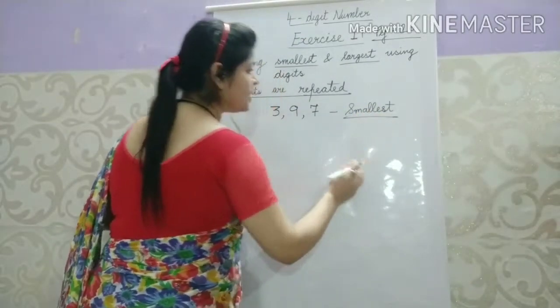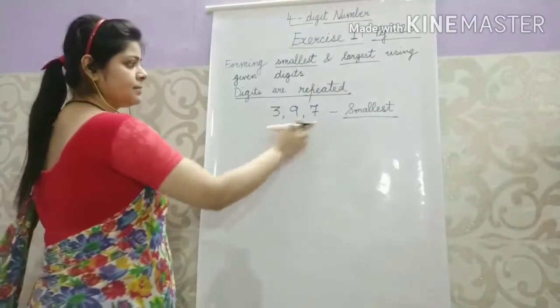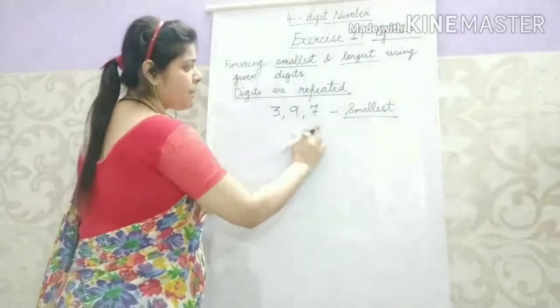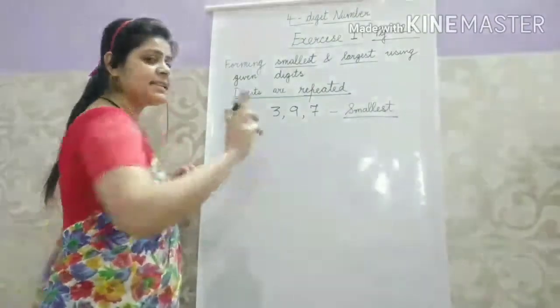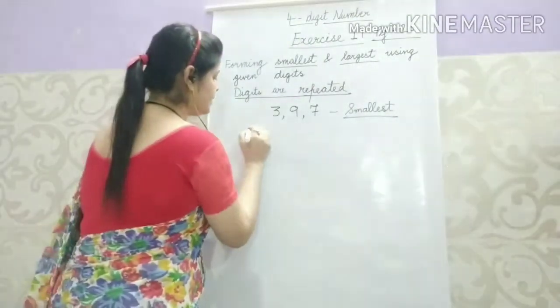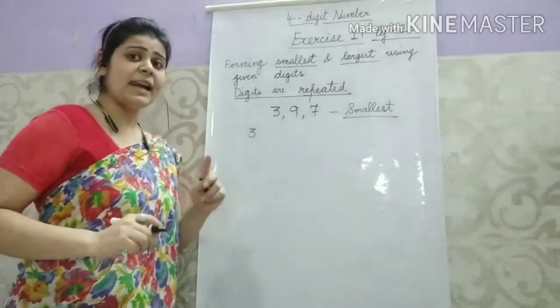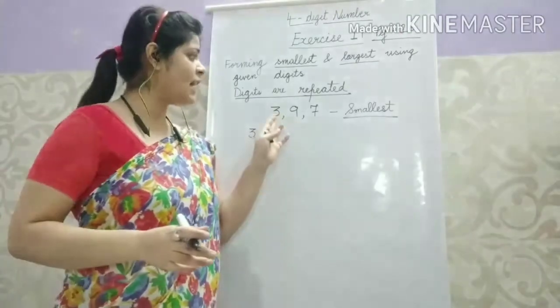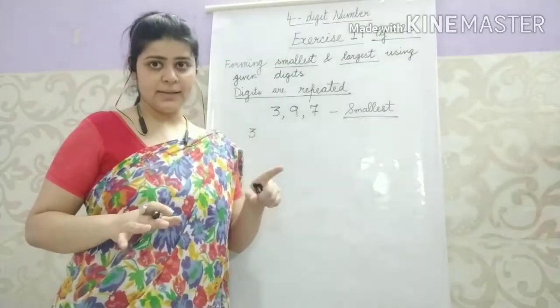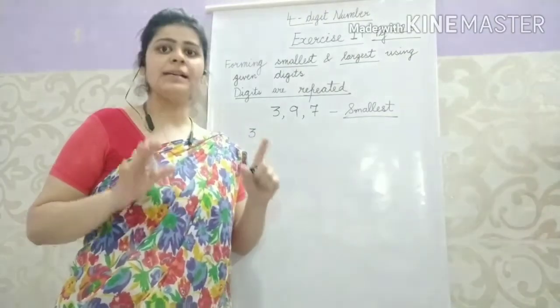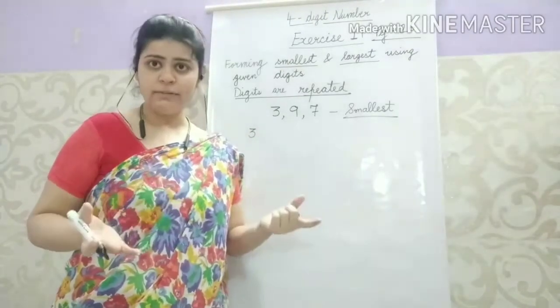If we are doing the smallest, so what are we doing? Now see, which number is the smallest in this? You all can see that 3 is the smallest, right? 3 is the smallest. And now what do we have to do? We can repeat the numbers to form the smallest number. So how will we do it?